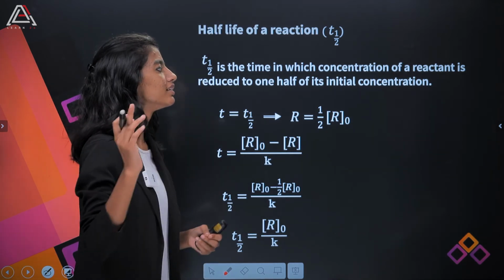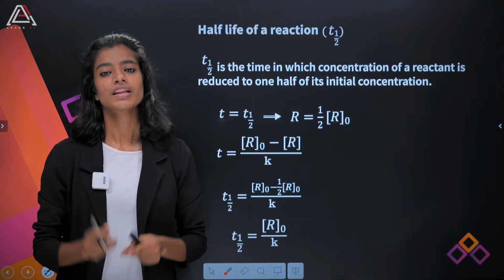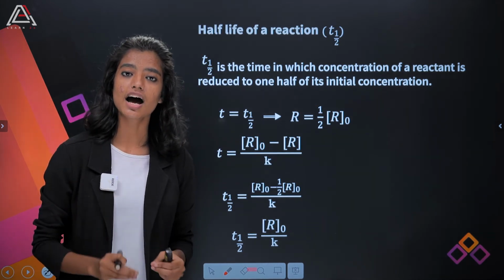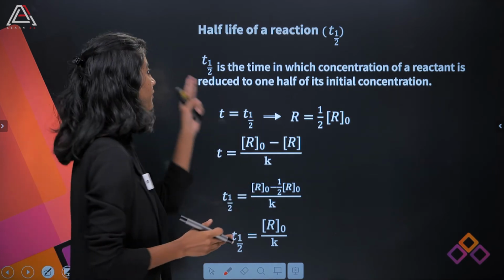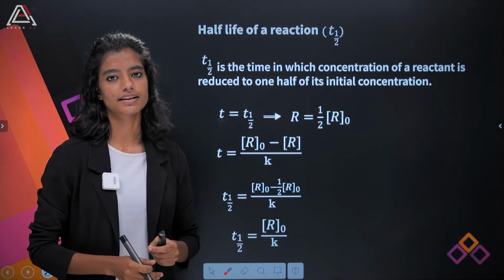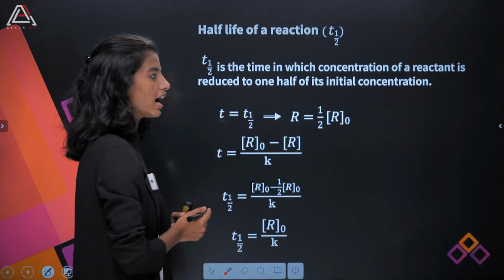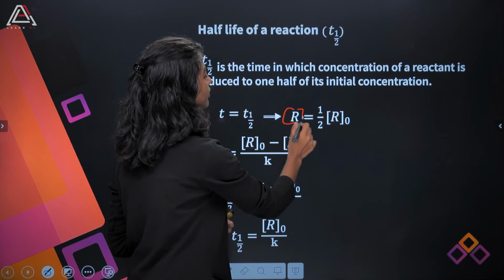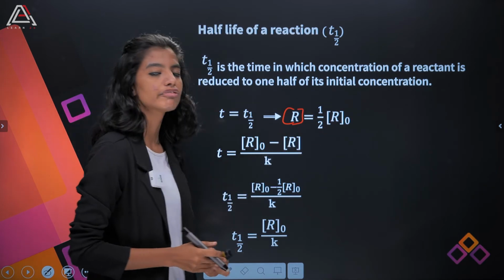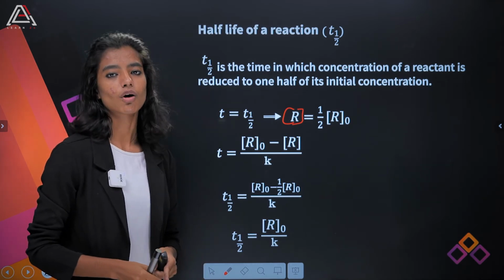The next topic will be the half-life of a chemical reaction, t-half. t-half is the time in which the concentration of reactant is reduced to 1/2 of its initial concentration. It is the time required for a chemical species or the reacting species to reduce to half of its initial concentration, called the half-life of a reaction. It is different for the zero order and first order chemical reactions. First, learn about the zero order chemical reaction, where time will become t-half and the concentration of R will become 1/2 of its initial concentration, that is 1/2 concentration of R naught.